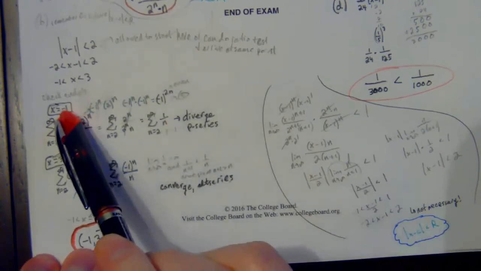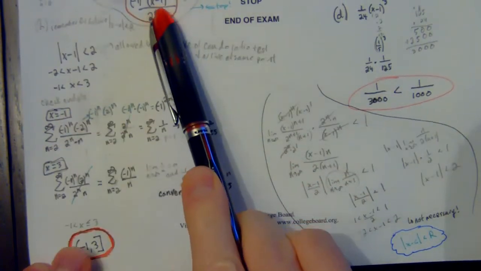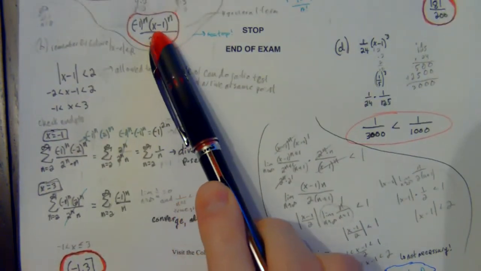But when you plug in -1 for that x right there, okay, here's where I'm plugging that in for those x's.